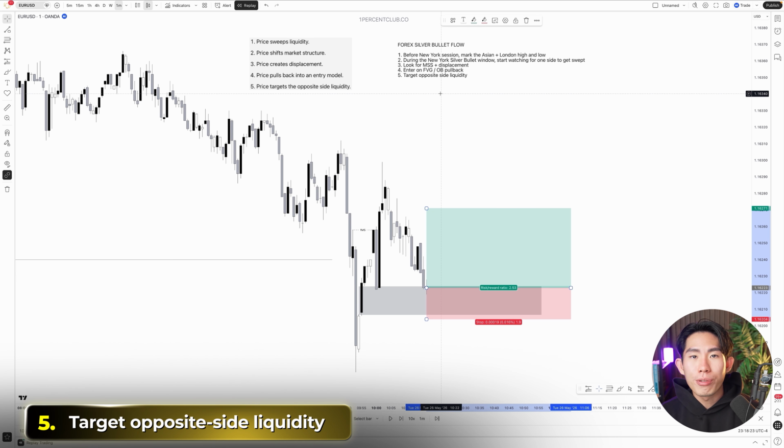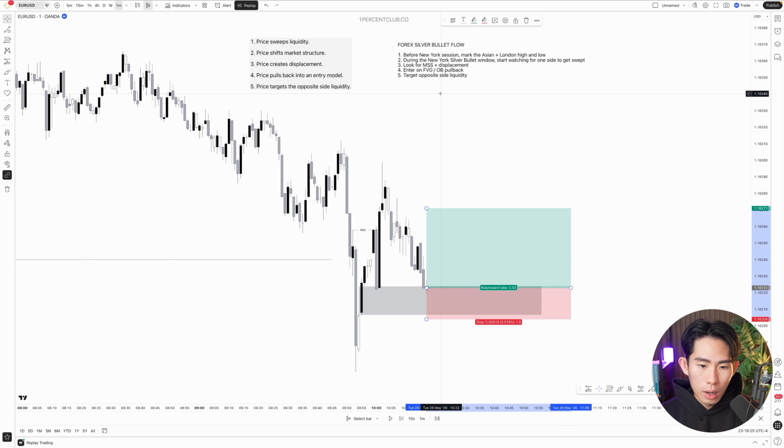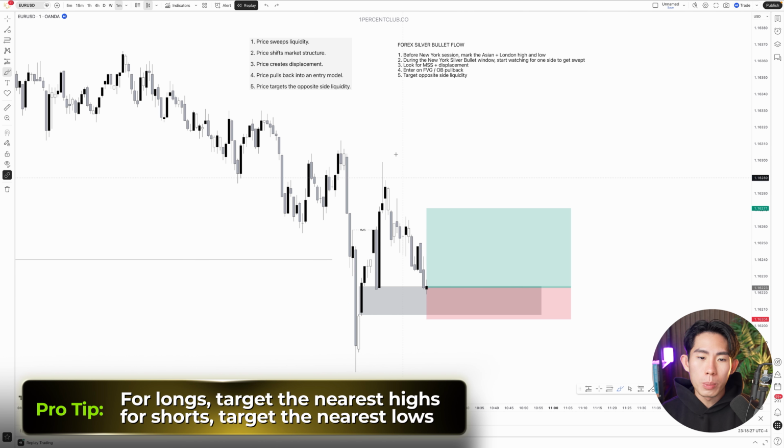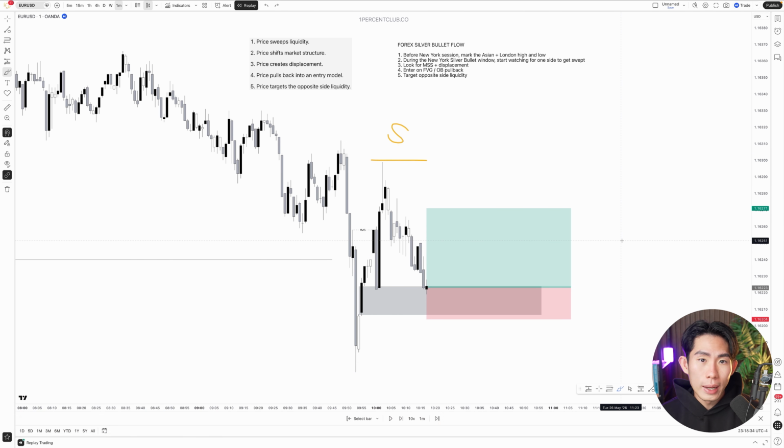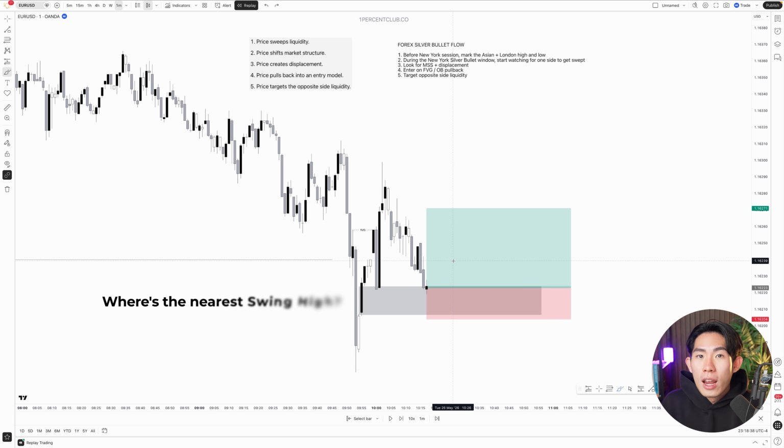Now, where can you find the opposite side liquidity? Like I said earlier, if you are looking for longs, you want to be targeting the nearest highs. If you are looking for shorts, you want to be targeting the nearest lows, right? So in this case, since we are looking for longs, we want to ask ourselves, okay, where is the nearest swing high? Because that's where we're going to be targeting.